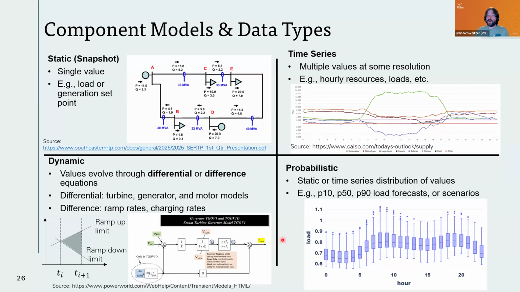Finally, and relevant to resource adequacy, we have probabilistic models, and you can attach those on top of either static or time series data, and you're basically placing a distribution. Here you hear talk about these different percentiles, so P10 or P90, load forecasts or scenarios.